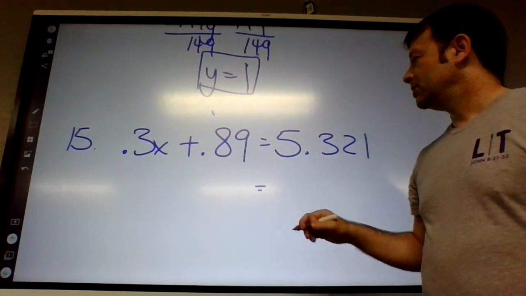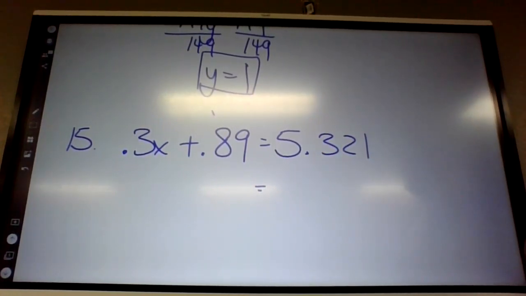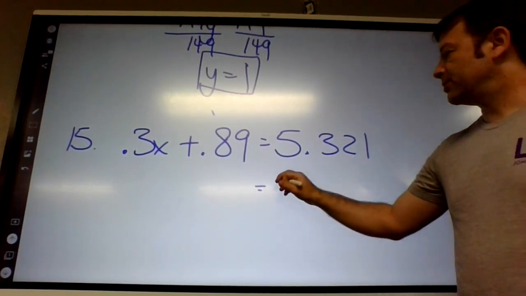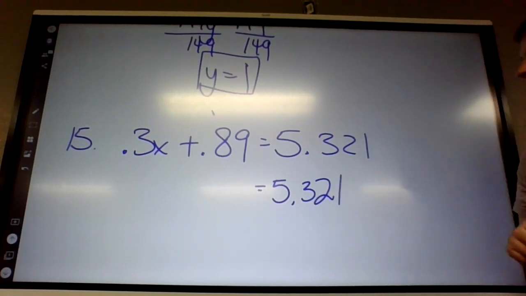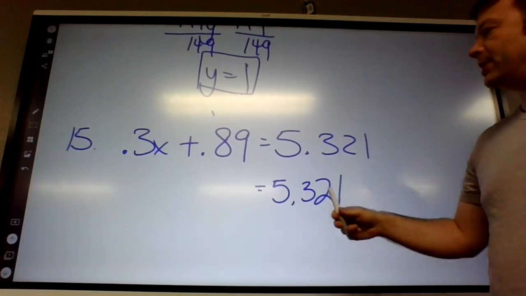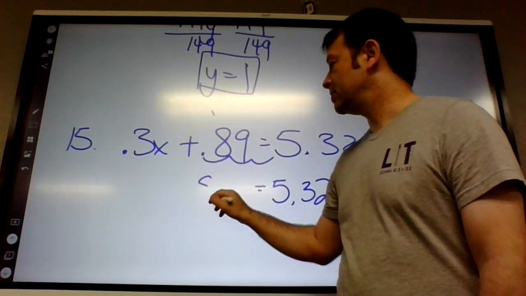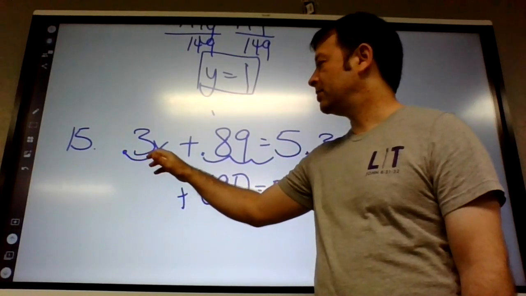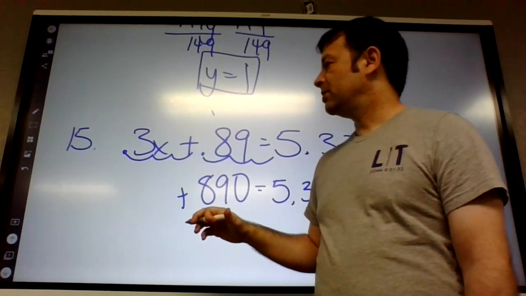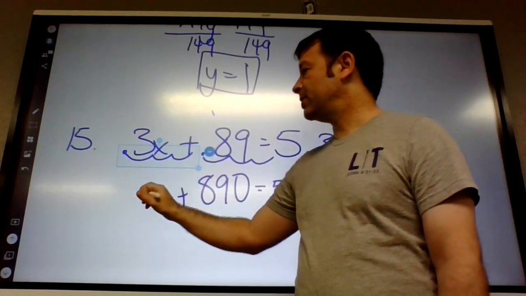Yeah. So basically, we're just going to move all our decimals 3 places. That's what multiplying by 1,000 does. So this will just become 5,321 instead of 5.321. And what's 0.89 going to become? 890. And what's 0.3 going to become? 300. 1, 2, 3. So 300x.